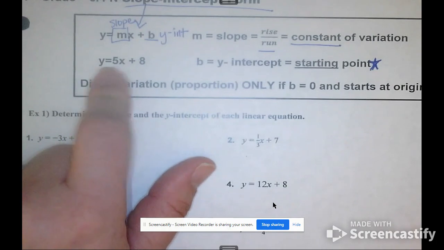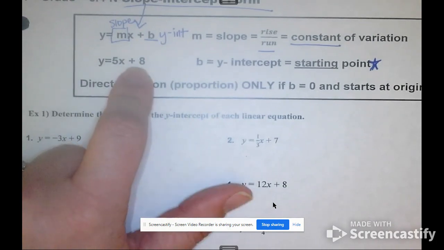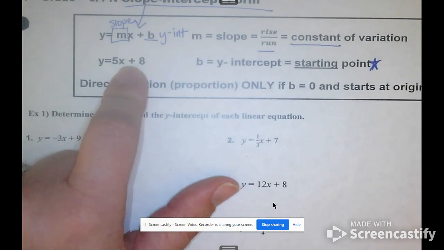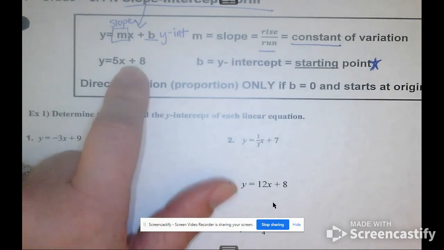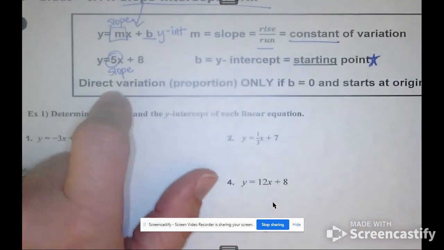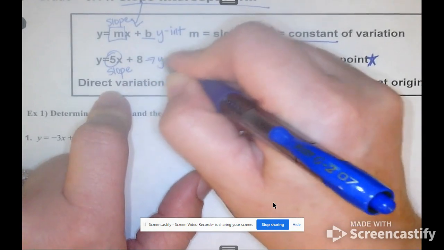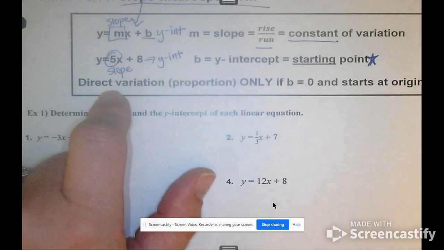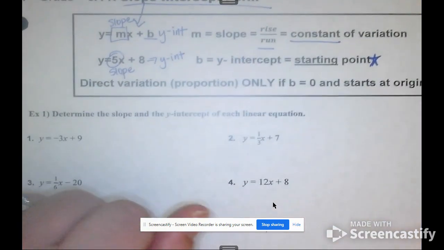All right, so if I had the equation y equals 5x plus 8, and it asked me, what is the slope? What would my slope be? 5. That's my slope. If it asked me what my y-intercept would be, what would I say? 8. That's the first half of what we're doing today, just being able to identify what my slope and y-intercept is.